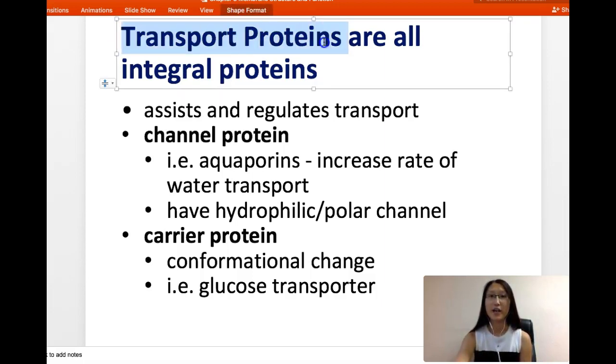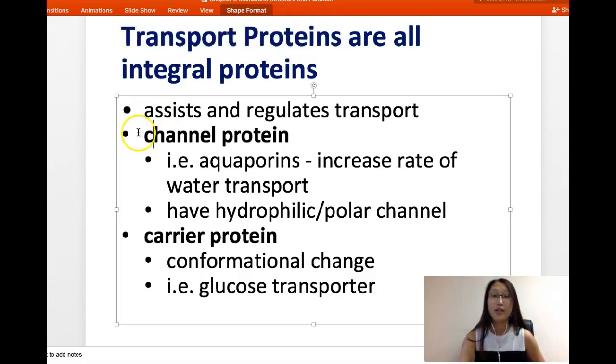This transport protein can help with diffusion, in which case we call it facilitated diffusion. Facilitated diffusion is talking about a molecule that can't just directly go through a cell membrane. It has to have a certain structure to help this process happen. In this case, if you have a protein that allows the molecule to go in or out of the cell, then we call that facilitated diffusion.